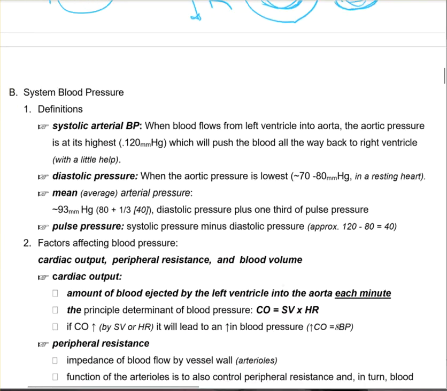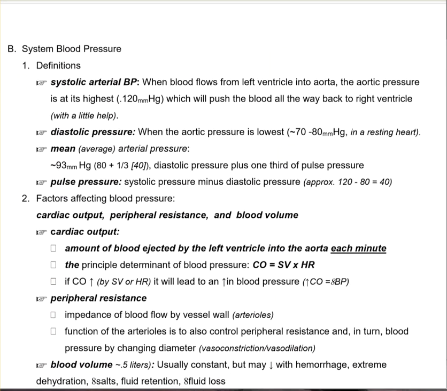Second thing, now let's define some pressures a little bit. We have systolic arterial blood pressure, right? This is the top number. If we were going to say an average blood pressure is 120/80, systolic is that, diastolic is this.